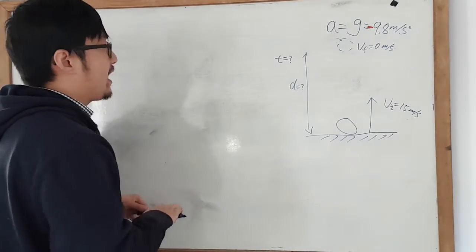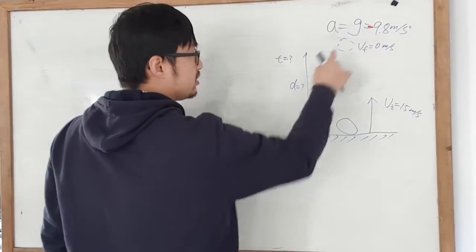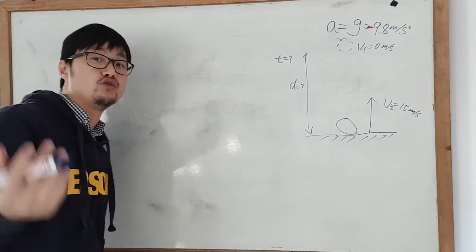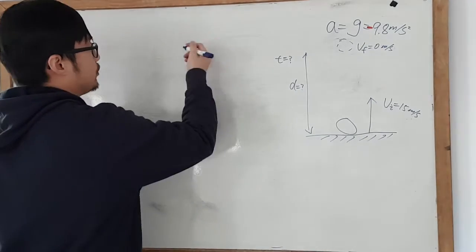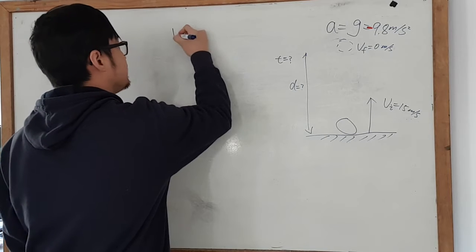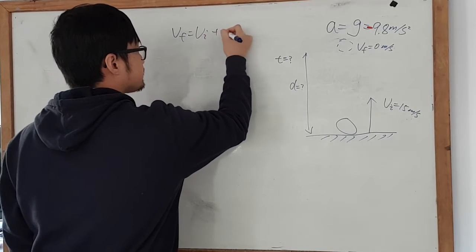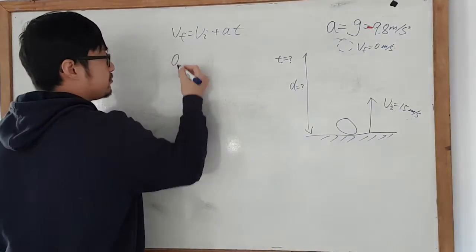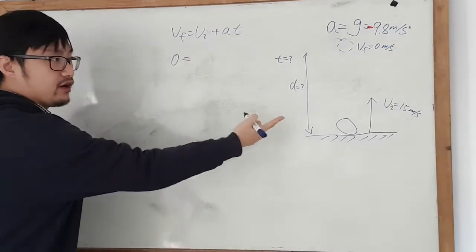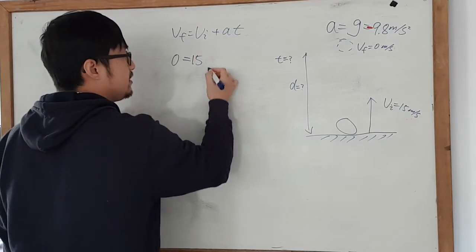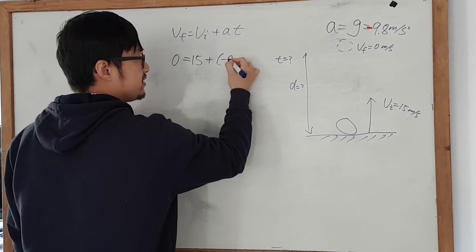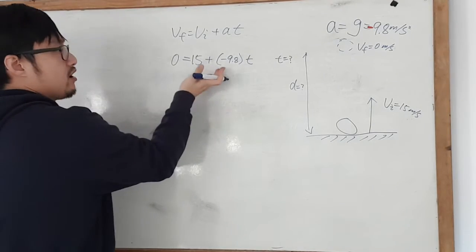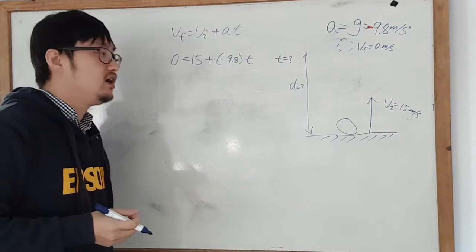Now I know this and I know this, so which equation do we use to find the answer? I go to my kinematic equations and see which one we can use. The first one we're going to use is v equals u plus at. My final velocity is 0, my initial velocity is 15, plus the acceleration, negative 9.8, and the time is t. Great, first try already succeeded. I can find the time of this process.